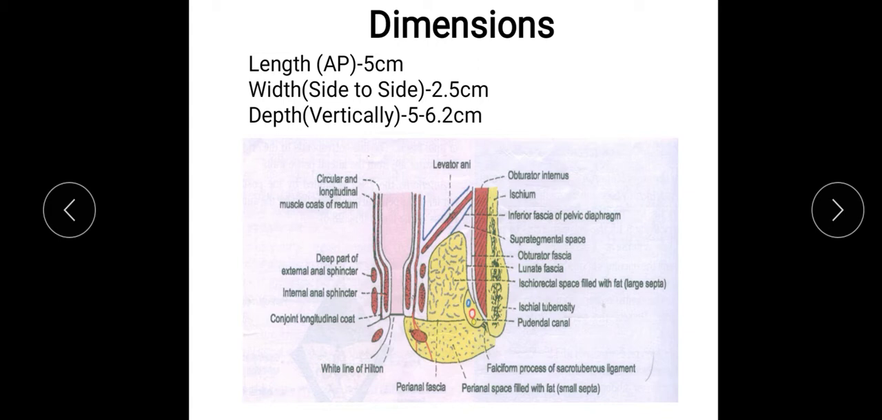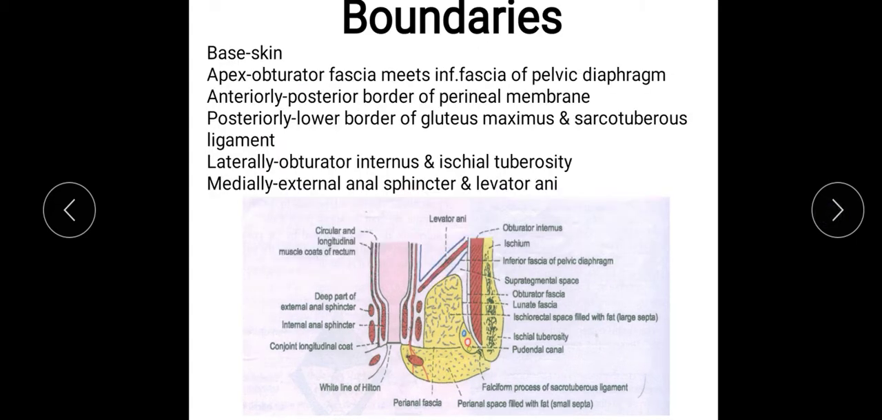Anteroposteriorly it is 5 cm long, side to side width is 2.5 cm, vertically depth is 5 to 6.2 cm. Base. This one is the base of the ischial fossa. This forms the base of the ischial fossa, which is formed by the skin and directed downwards towards the surface.